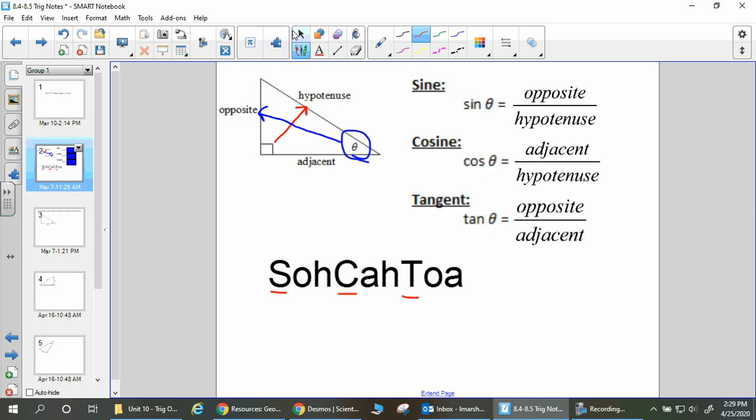Okay. So what I want to do now is look at when you're given a picture, how do you use these trig functions in order to get to an answer?